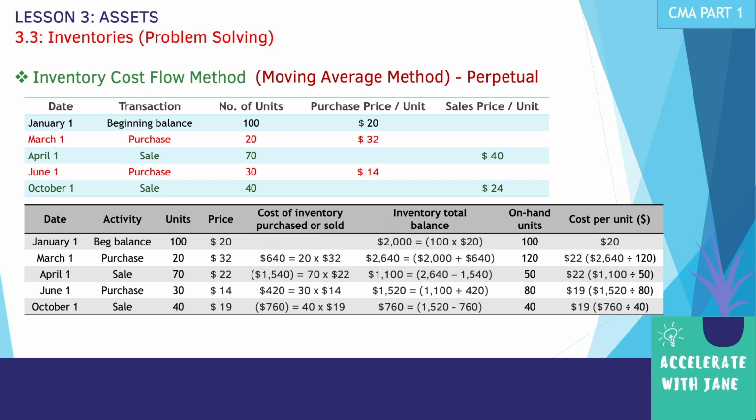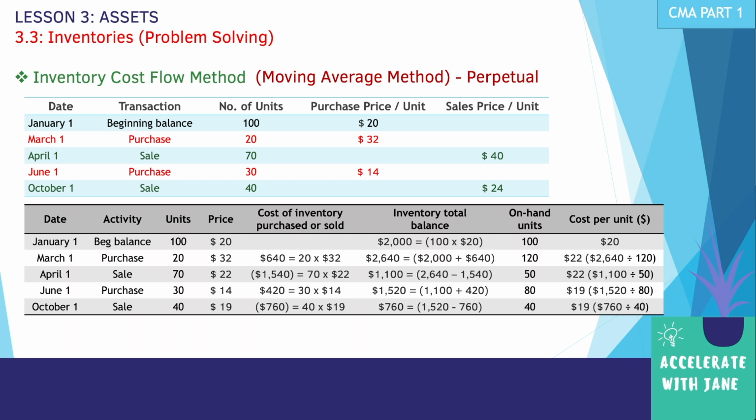The next step is we simply add the cost, the total cost to date. As of March 1, after the purchase transaction, how much is the cost of the inventory? Take note, we have the beginning cost of $2,000, and then we add the $640 cost for the inventories purchased on March 1. Therefore, the total inventory balance is $2,640, and that is for 120 units. So 100 units plus the 20 units purchased on March 1. The total units on hand as of March 1 is 120 units.